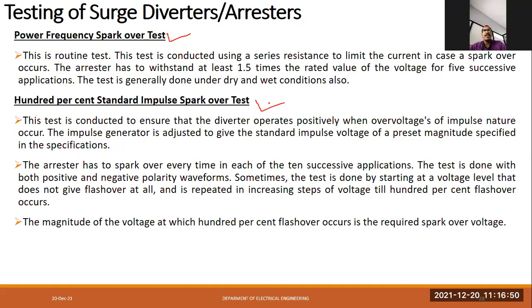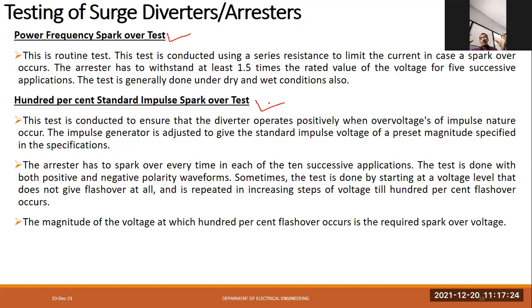Then the second one is the 100% standard impulse spark over test, which is conducted to ensure that the diverters operating there, whose operating voltages are impulse in nature, work properly. In such cases, the impulse generator is adjusted for the standard impulse voltage level. If there is some magnitude of voltage and we have specified values as per the standard specification, then the impulse generator has to be adjusted for the specific value as per the standard specifications.